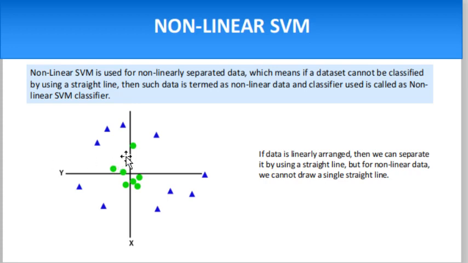Non-linear data means that a few things are here, a few things are here. So that means we cannot separate it into two basic groups. That is why it is called non-linear data.